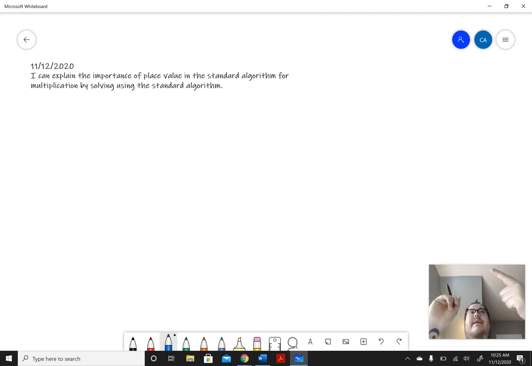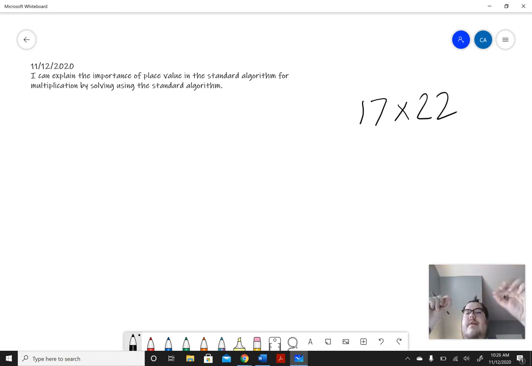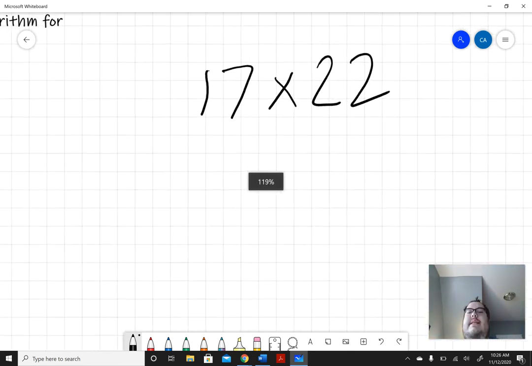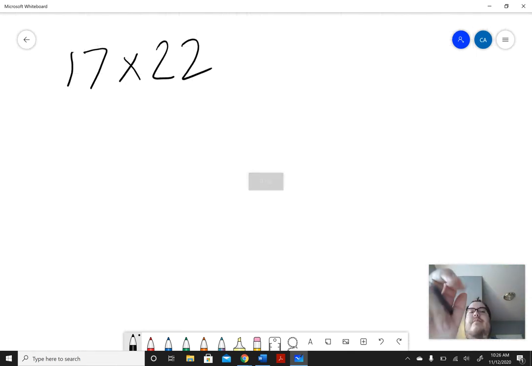We're working with 2-digit times 2-digit multiplication this week. So let's do a 2-digit times 2-digit. Let's keep it simple, not any huge numbers. Let's do 17 times 22. Now this is an expression. The numbers are in standard form.